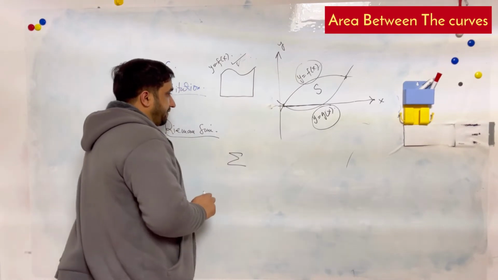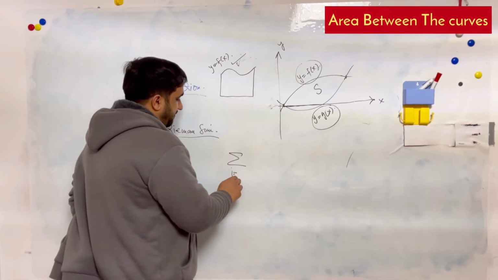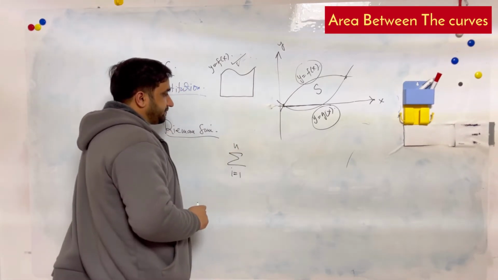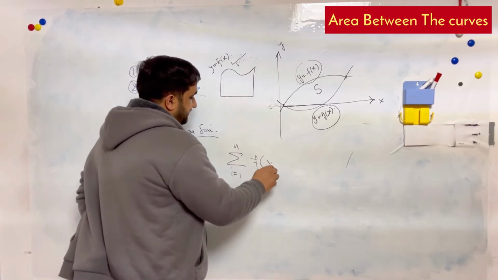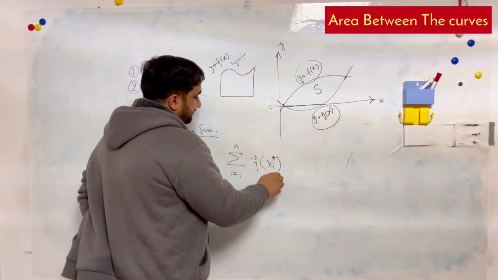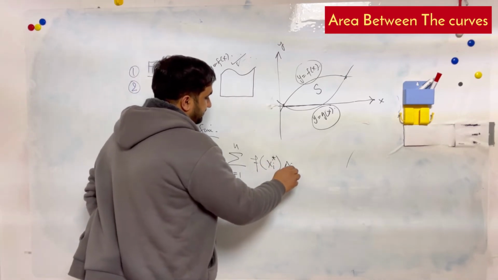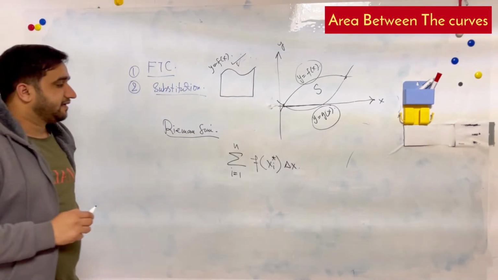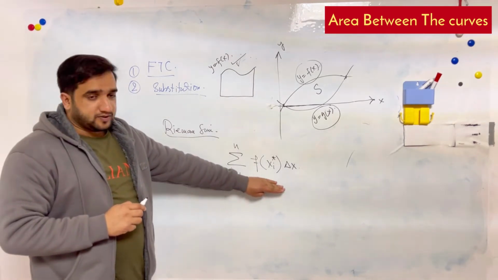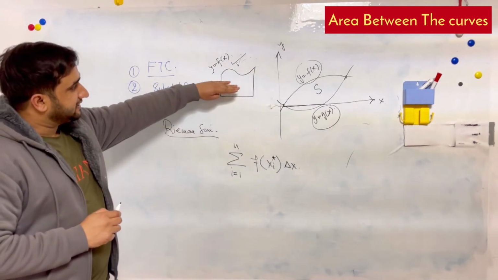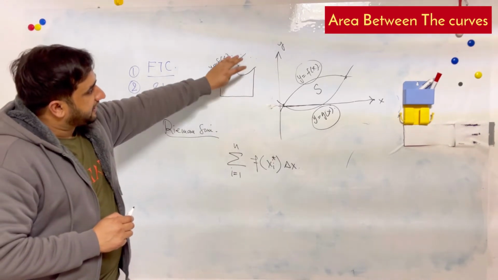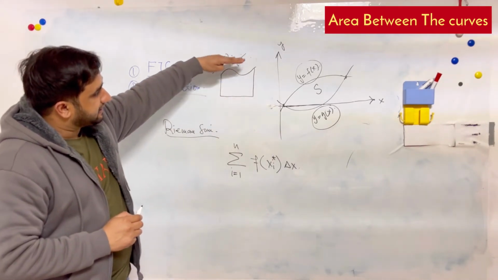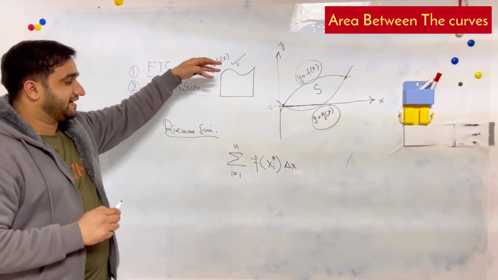Summation i from 1 to n of f of xi star delta x. So this was the formula for calculating the Riemann sum of a curve having this shape, which was the single curve, when we were talking about the area under the curve.